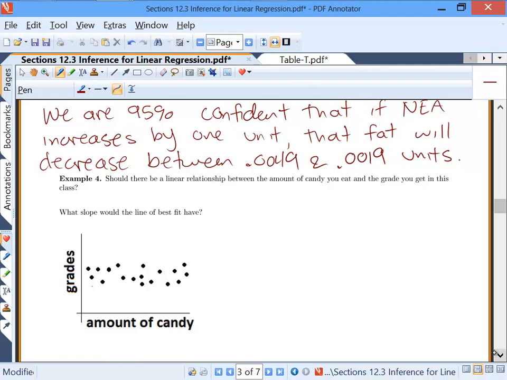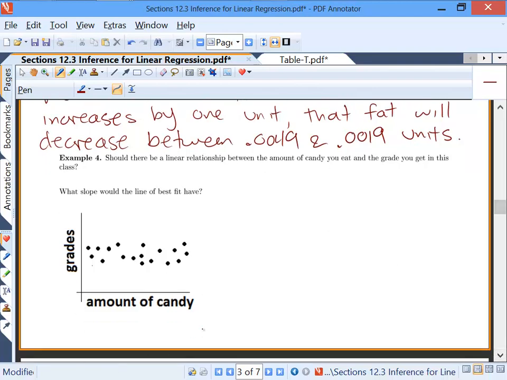Okay? So we probably have some kind of scatter plot that looks like this. I mean, one person might eat 20 pieces of candy per day and still get this grade. Another person might only eat 2 pieces of candy per day and still get the same grade. So there should be no linear relationship. At least we would hope. I try not to grade you based on the amount of candy you eat.